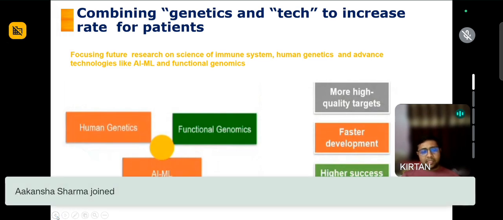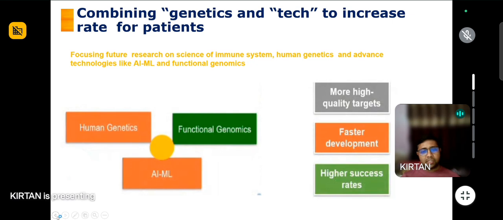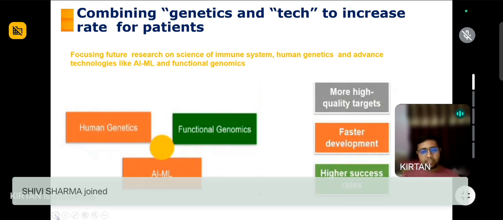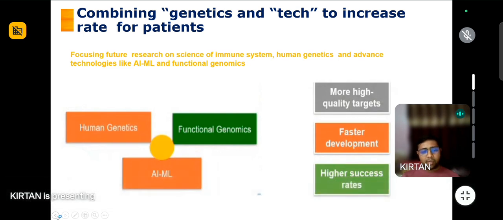A very simple understanding is that people were previously dealing with human genetics, like what kind of genetic-level change and phenotypic change they were seeing. Secondly, they looked at what differences they find at the functional level. And nowadays, due to the advancement of machine learning and AI, they can combine all three different domains and identify the success rate for a particular problem.